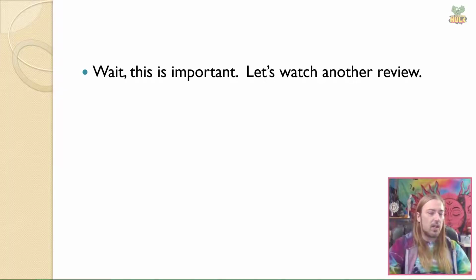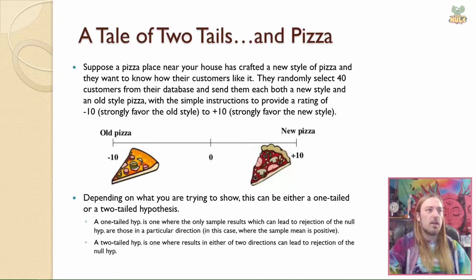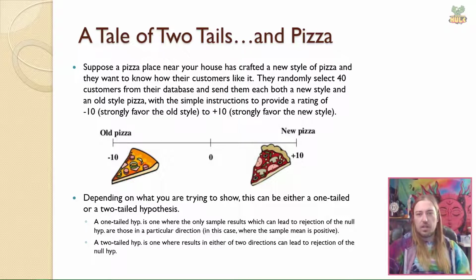Okay, so now let's wrap it up, talk about these one-tailed, two-tailed tests again, with a sort of funny example, and then we'll move into calculating t-tests, okay? So, a tale of two tails and pizza. Suppose a pizza place near your house has crafted a new style of pizza, and they want to know how their customers like it. They randomly select 40 customers from their database and send them each both a new style and old style pizza with simple instructions to provide a rating of -10, strongly favoring the old style, to +10, strongly favoring the new style.